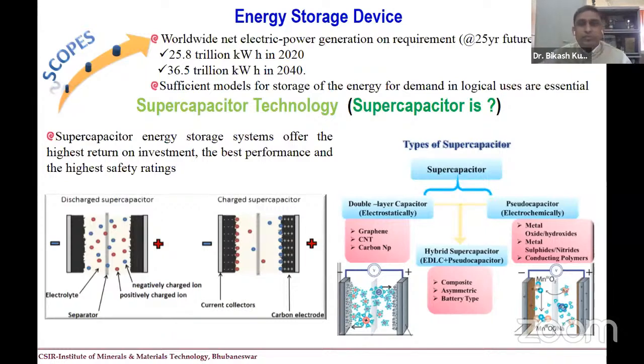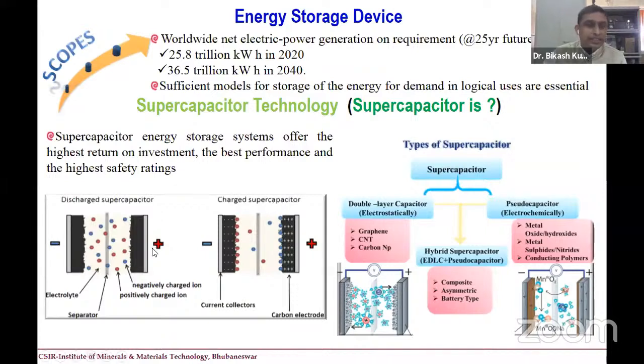But there should be some logical way to store the energy we generate. We need a lot of energy storage devices. In that case, the battery and supercapacitor are going to contribute much. That's why a lot of research is going on to develop very high efficiency energy storage devices like batteries and supercapacitors. This is the mechanism of how a supercapacitor works.